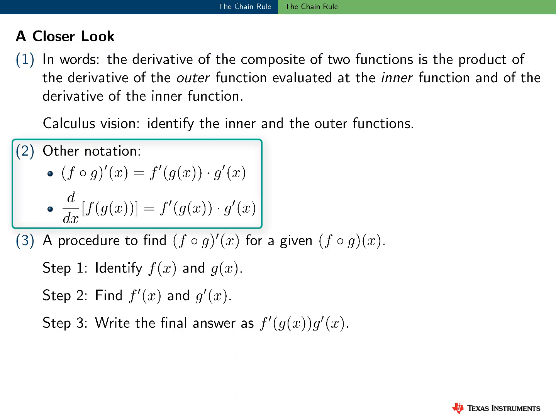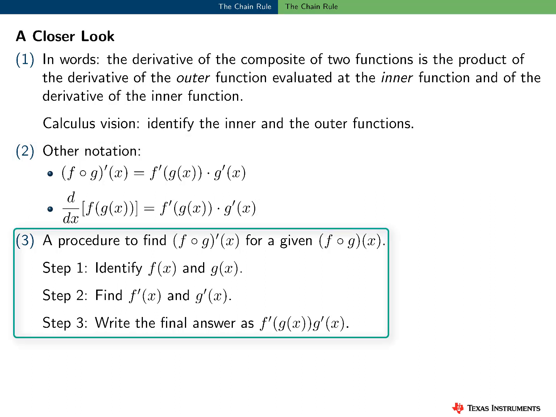Here's some common notation for writing the derivative of a composition function. Here's a very general procedure for finding the derivative of f circle g. First, use some good calculus vision to identify the outer function f and the inner function g.